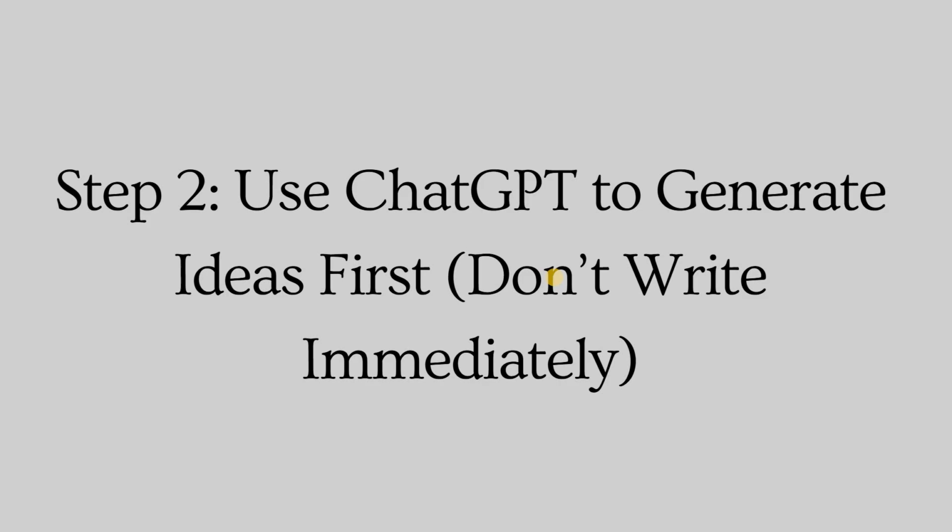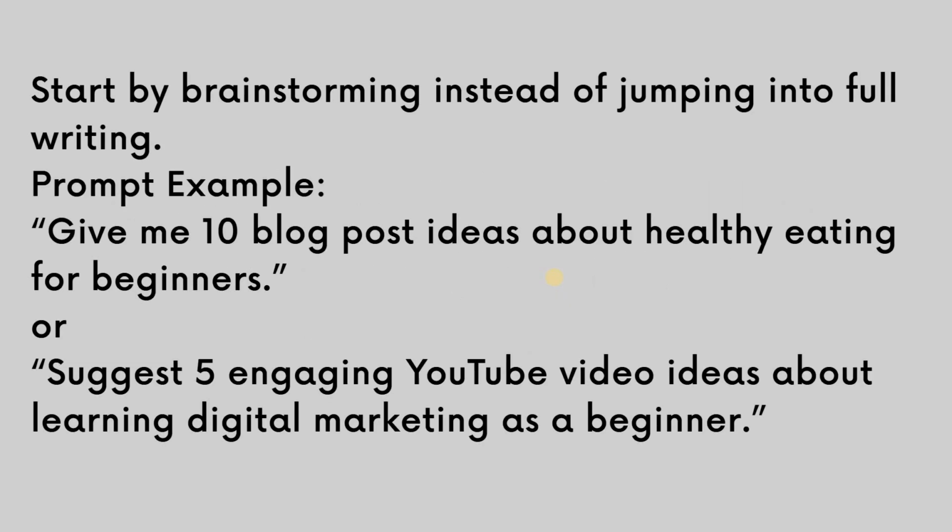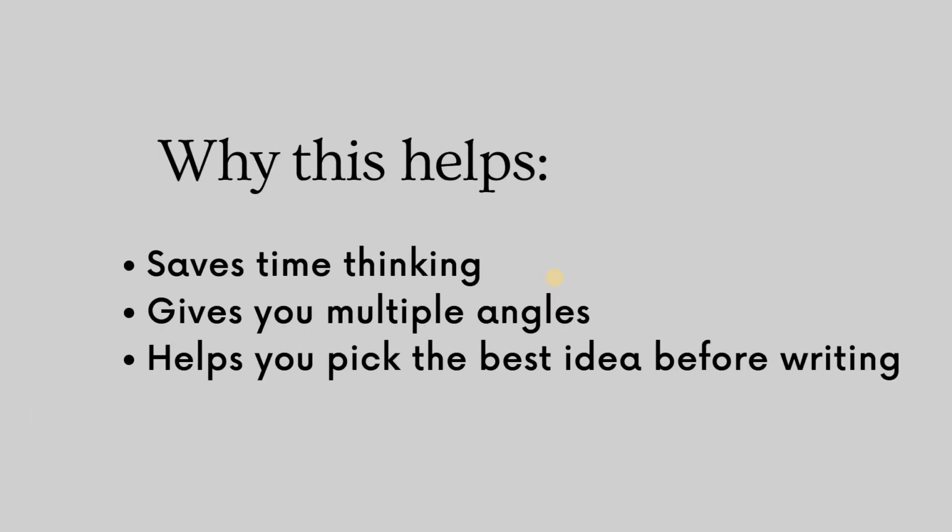Now, step 2, you need to generate ideas fast. You wait a bit to write immediately. I know most of us normally just write all the prompt at once. It is also fine as long as you put all this together. First, you can just tell it to give 10 blog ideas about healthy eating for beginners. Or if you're doing a YouTube video, you can just ask it to suggest 5 engaging YouTube video ideas about learning digital marketing as a beginner. Why this helps is it saves the time thinking and it gives you multiple angles, and also you will be able to pick the best idea before actually writing.